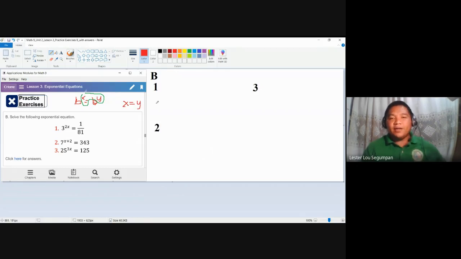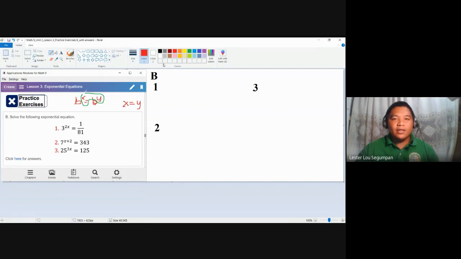And the essential part in solving exponential equations is to check. By checking, meaning you substitute the value you have solved into the original equation and see if the equation will still be true. So let's start with number one.